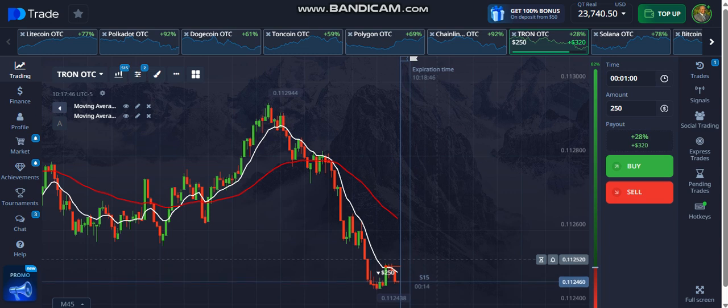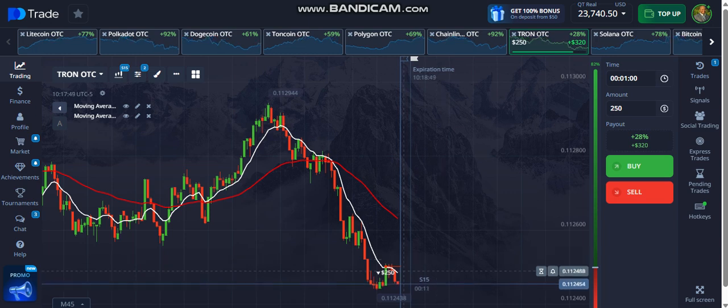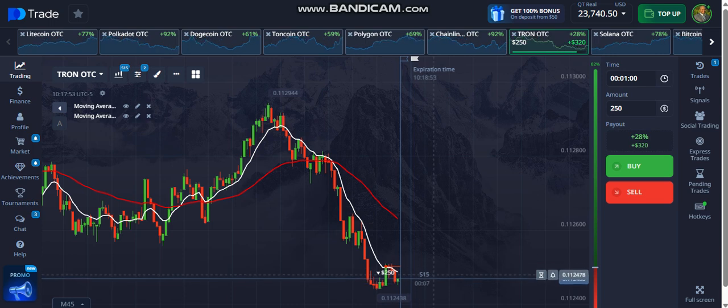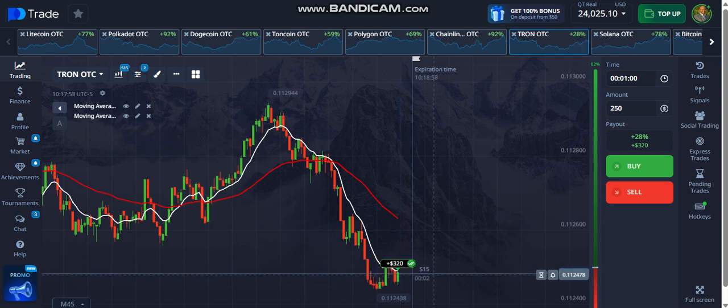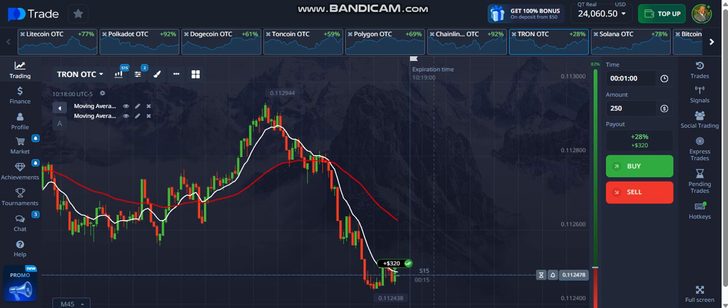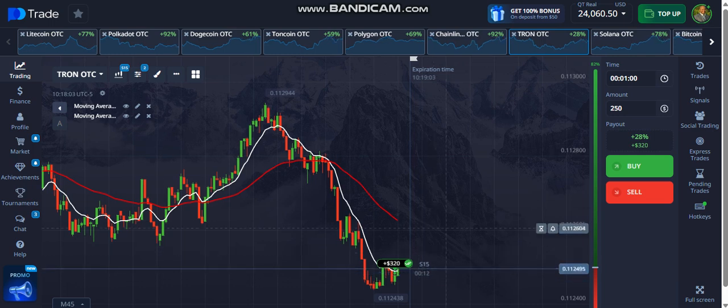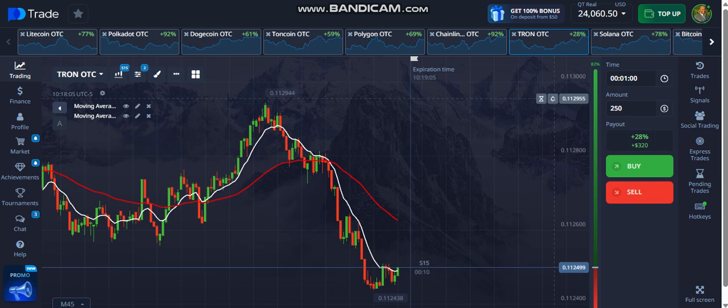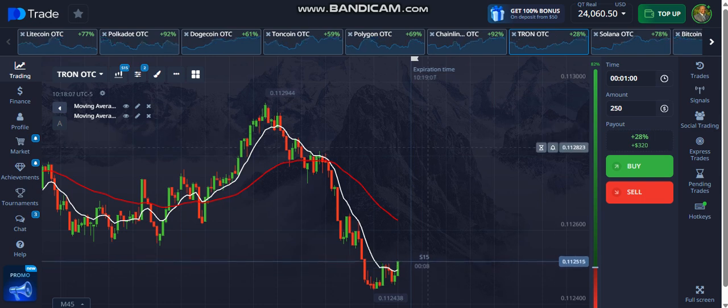All right, so let's look at this trade. The price respected the 10 EMA line, and so let's monitor this trade. Okay, we won this trade. Okay, and I'm risking about 1% of my capital. All right, so let's pause the video and look for another trade.